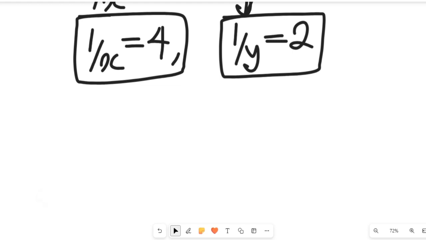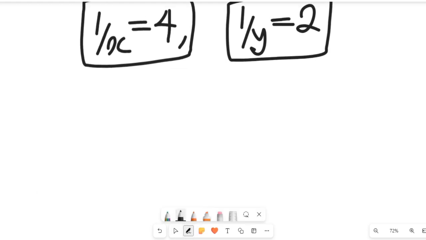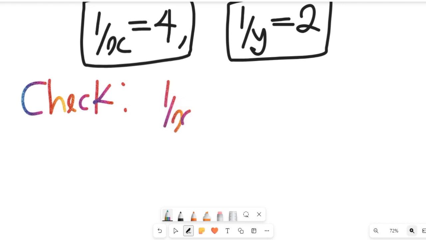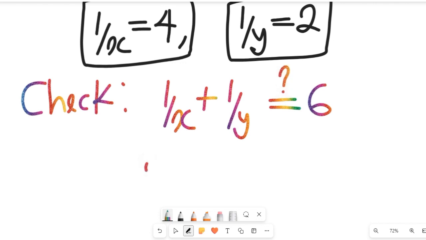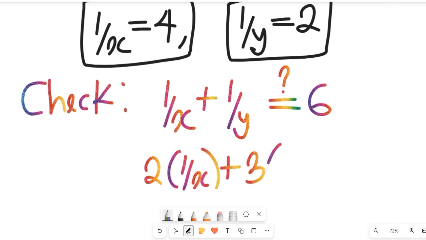Now, let's check to see if our solutions are truly correct. We are going to check using the first equation that was given to us. Remember, we have 1 over x plus 1 over y. Will it give us 6? We also have 2 multiplied by 1 divided by x plus 3 multiplied by 1 divided by y. Is it going to give us 14?